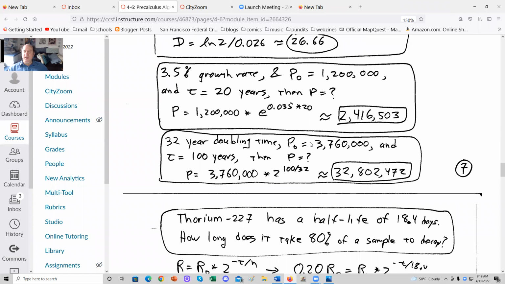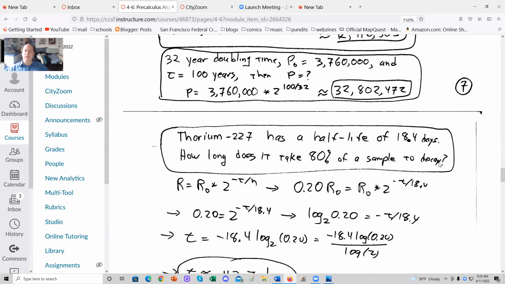32-year doubling time, P naught is 3.76 million. And after 100 years, what's P? All right, well, P equals P naught times 2 to the T over D. 3.76 million times 2 to the power of 100 years divided by the 32-year doubling time. After a bit of calculation, it's 32,802,472. Again, I would skip most of the figures. I would give it only 3 figures of accuracy because this is all that we have.